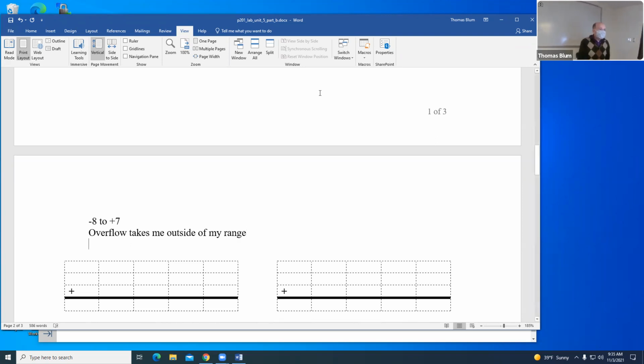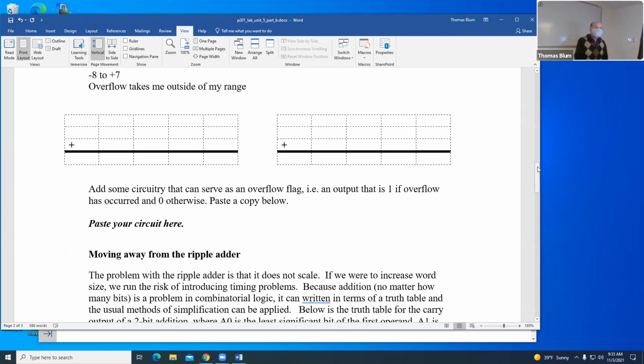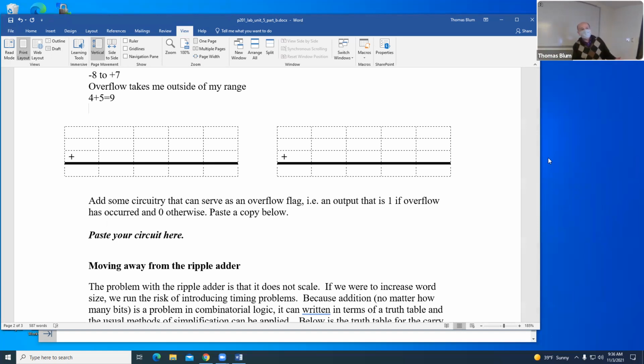All right, so if I'm adding, and here you're supposed to supply examples. So one possibility is what? Overflow takes me outside my range. I want to add two positives and get something more than 7. So 4 plus 5 equals 9 will take me outside of my range. 9's not in my range. And for an example of the other possibility, let's do just -4 and -5 is -9. That also takes me outside of my range. Okay.